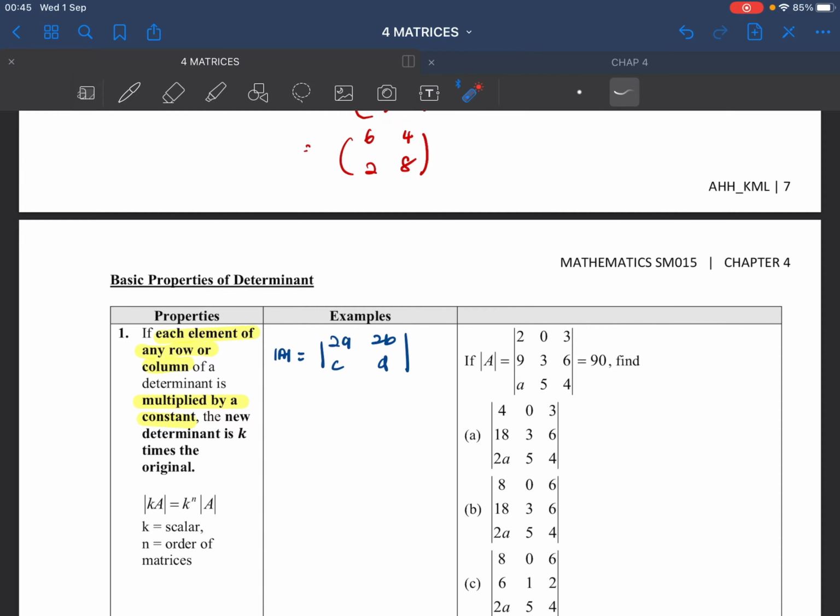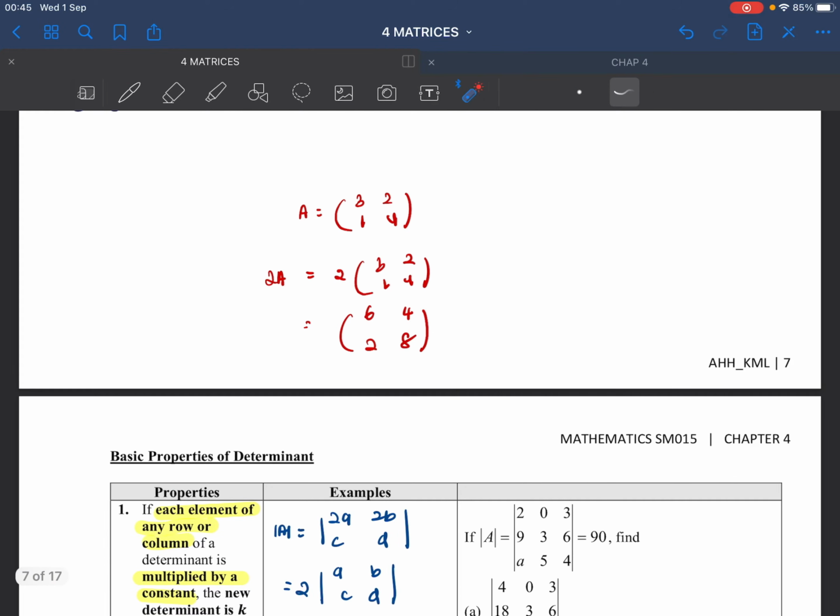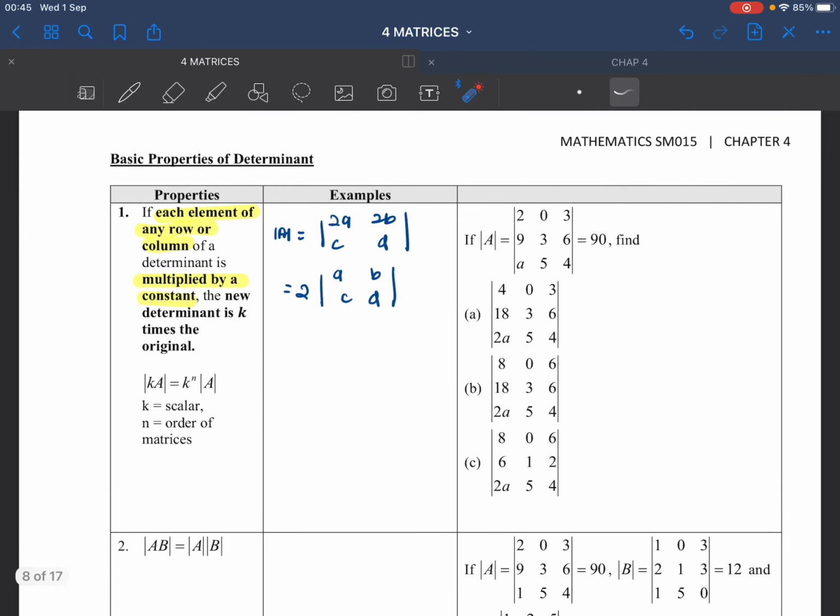Kalau kamu tengok dekat row yang pertama, kita boleh keluarkan 2. Maksudnya we can take out a constant. Kita terus boleh keluarkan 2 dekat situ, 2 times A, B, C, D. So kalau kamu tengok dekat matrices, kita boleh keluarkan 2 kalau every element boleh factorizekan 2. But for determinant, kalau satu row ataupun satu column tu ada constant, you can bring it out. Means by modulus, determinant of kA is equals to k to the power of n times determinant of A.